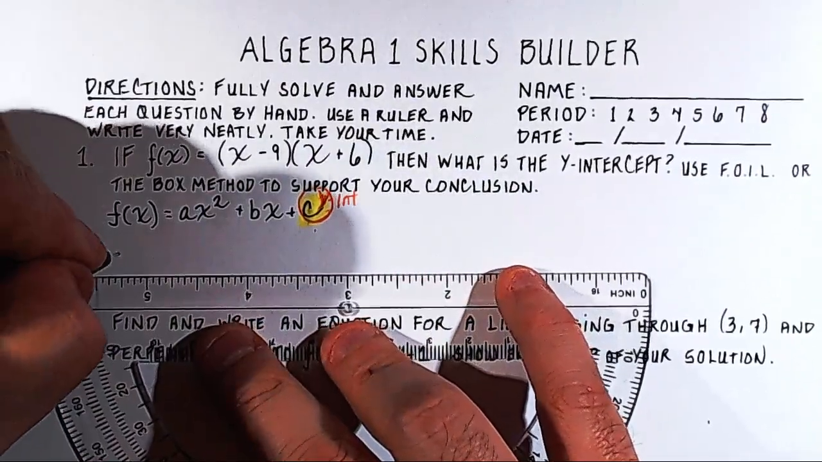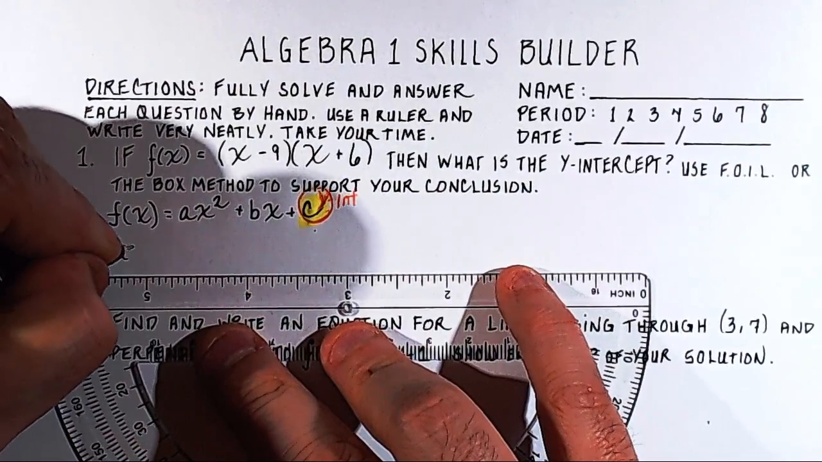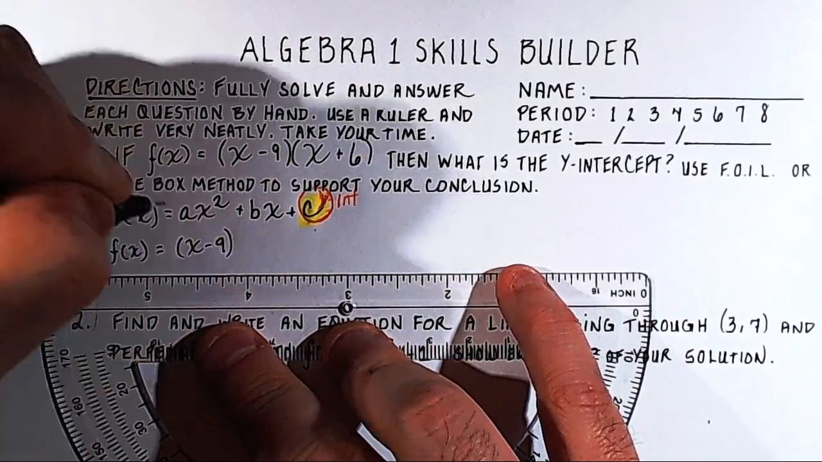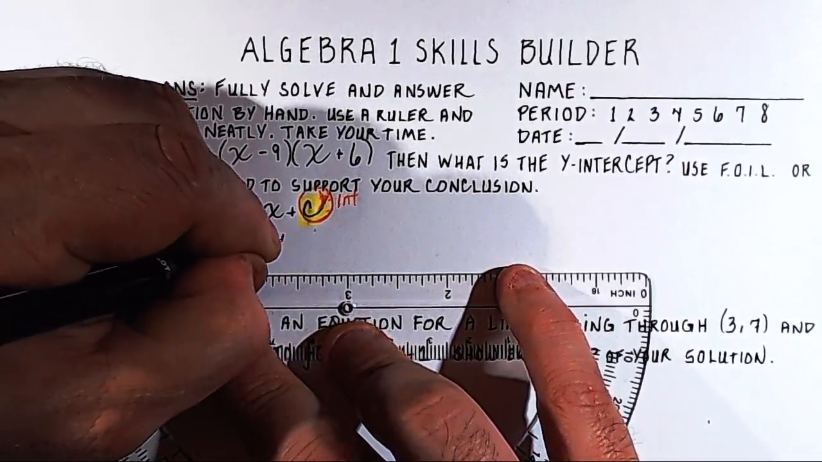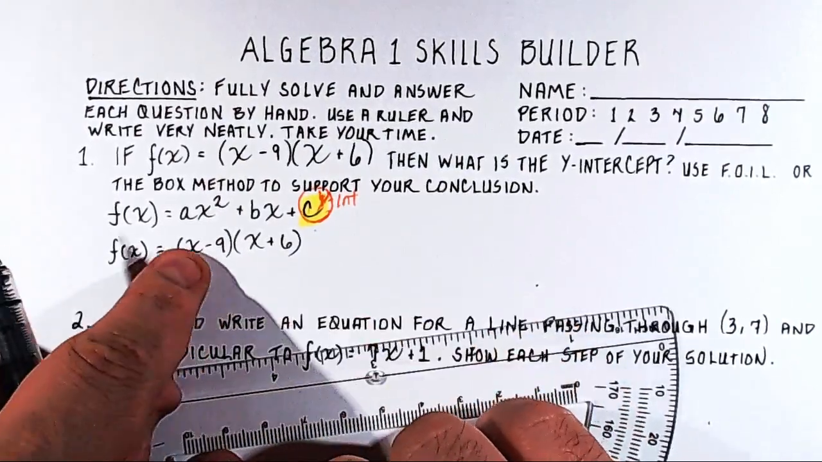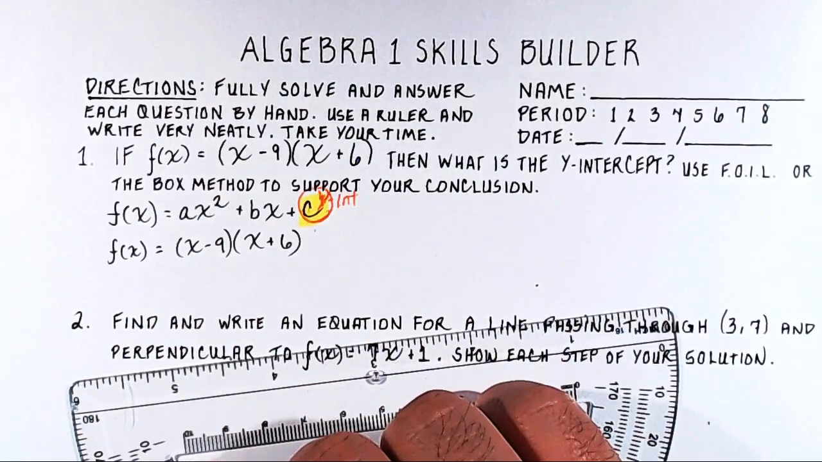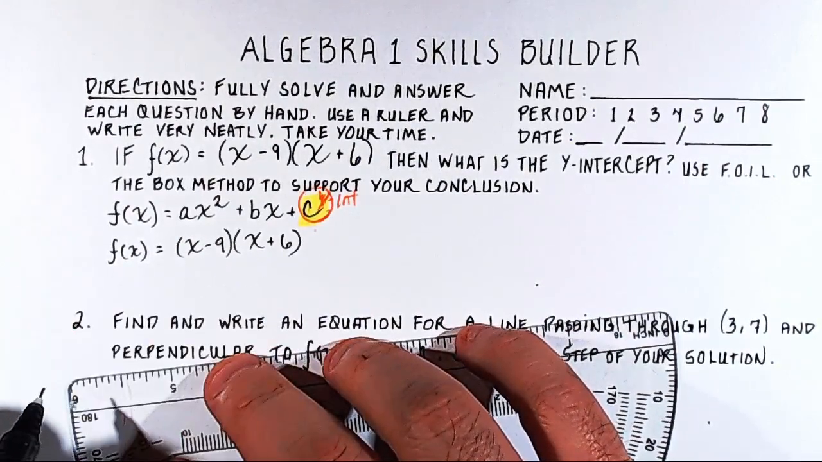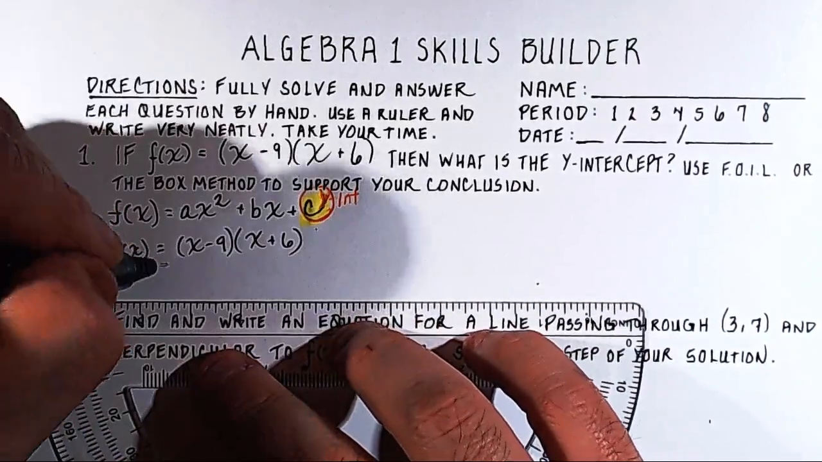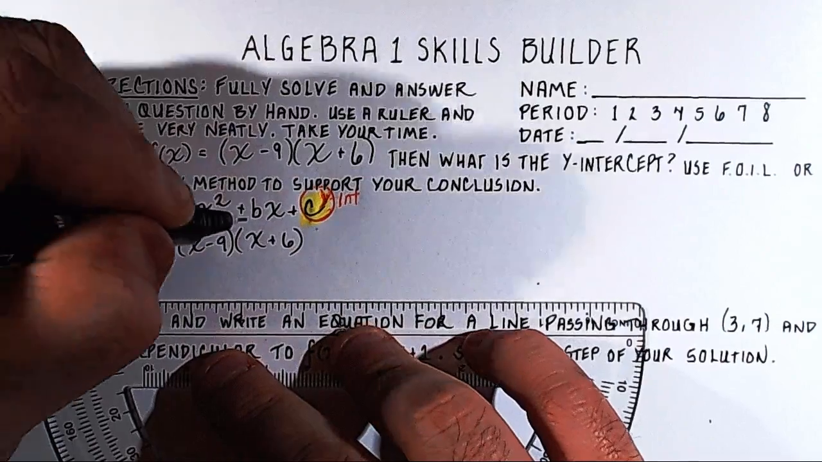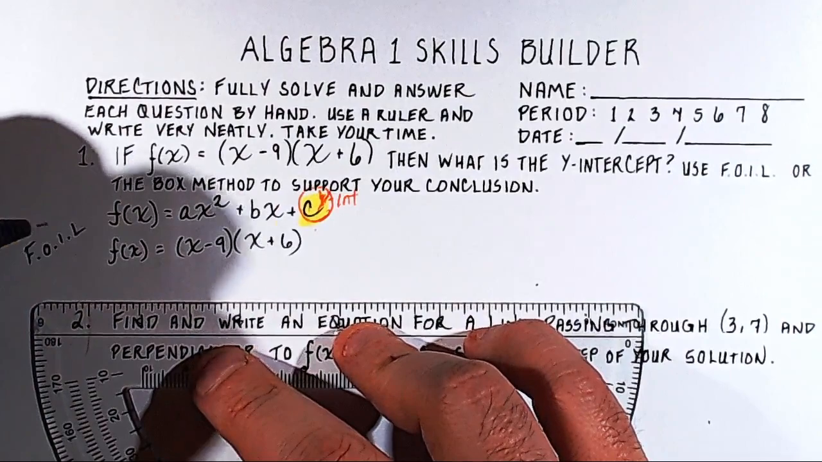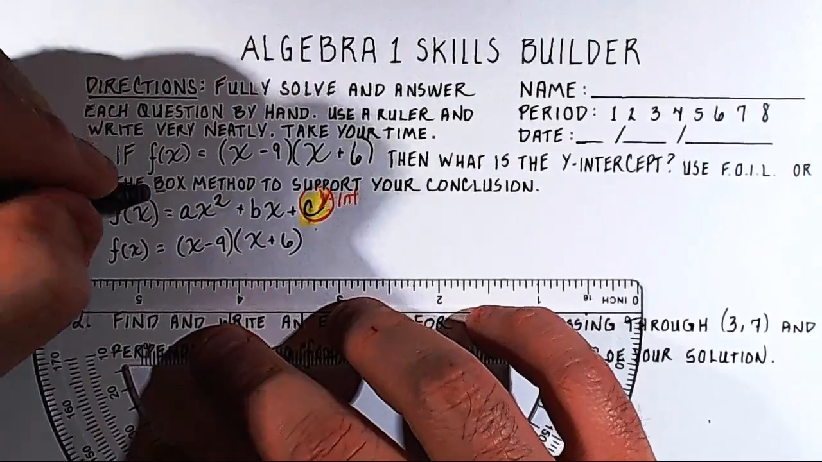What we are given is f of x equals x minus 9 times x plus 6. What we have to do is expand this into a quadratic equation. So we've got to multiply them together using FOIL or box. So if I'm going to use FOIL, first, outer, inner, last, here's what the solution would look like.